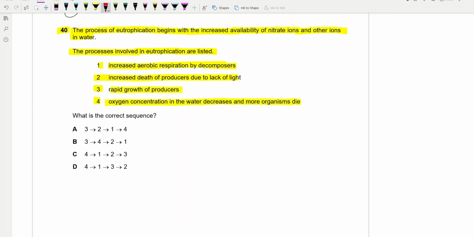So the correct sequence would be rapid growth of producers, then increased death of producers due to lack of light, then increased aerobic respiration by decomposers, and at last, oxygen concentration in the water decreases and more organisms die. So the correct option would be option A.